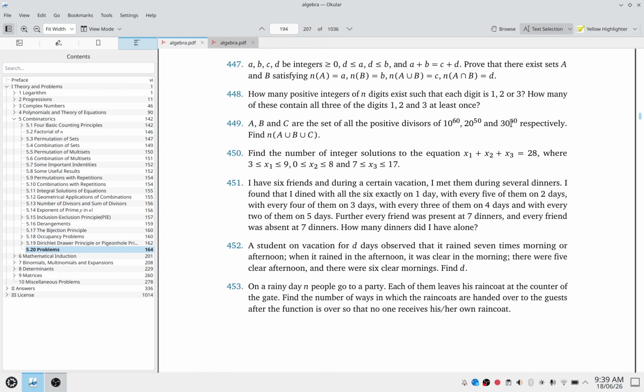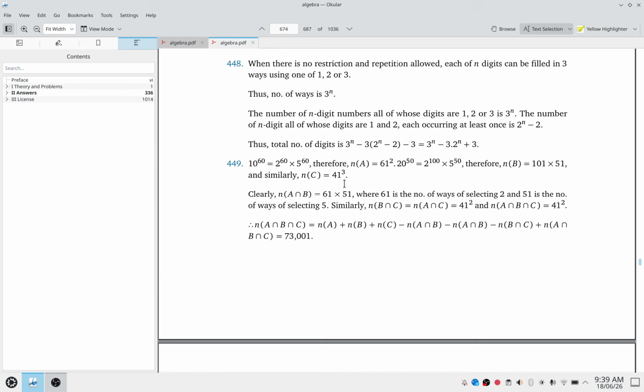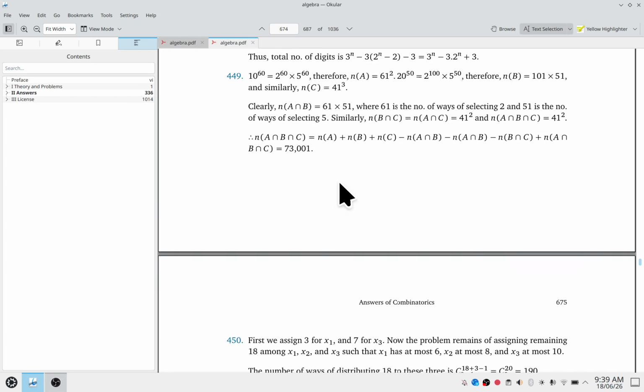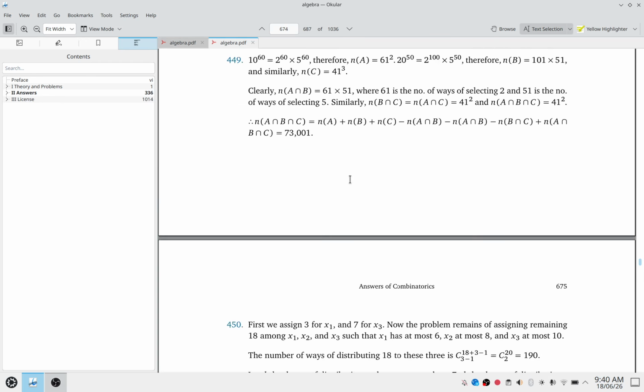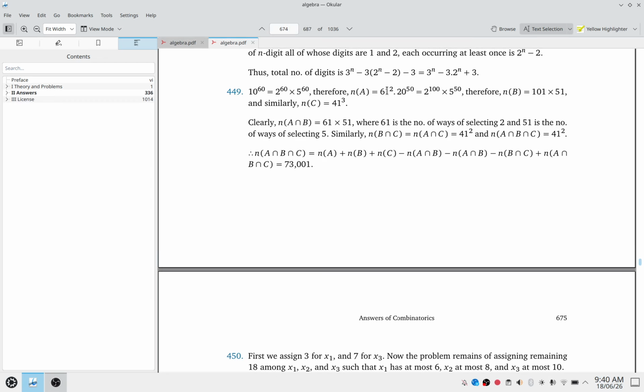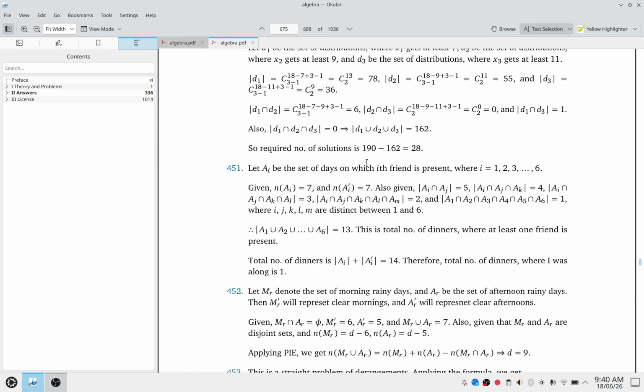And C is 30 to the power 40. So that means (2 into 3 into 5) whole to the power 40, so it is 41 cubed. And that is how we proceeded after that. So we will leave this here and the rest of the problem follows from that. Now we can continue from 451. You see that in 449 I got confused because n(B) was missing, so that's why I got confused.